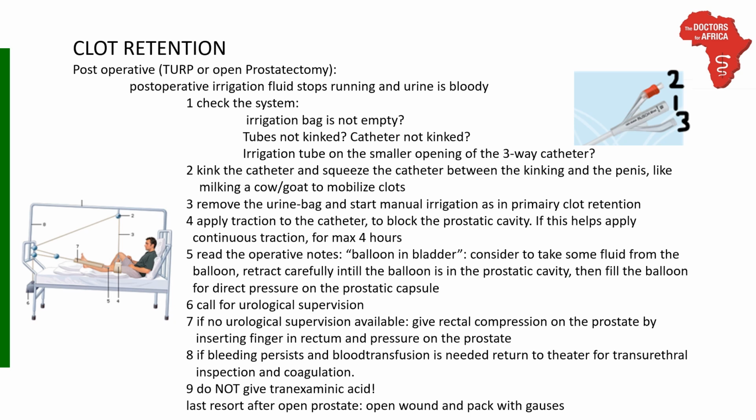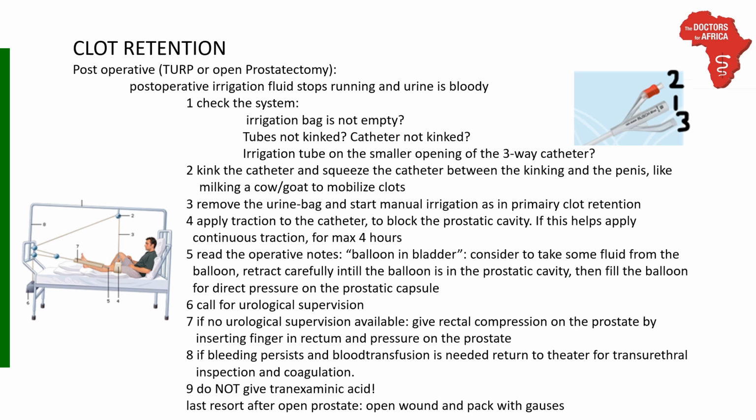Again, the irrigation fluid should be connected to the smaller opening in the three-way catheter. Kink the catheter and squeeze it between the kink and the penis, like you milk a cow or goat. This might mobilize the clots. Remove the urine bag and start manual irrigation as in primary clot retention.